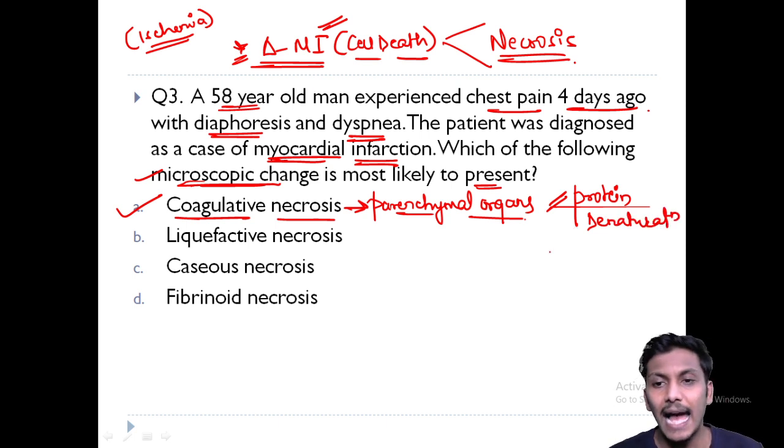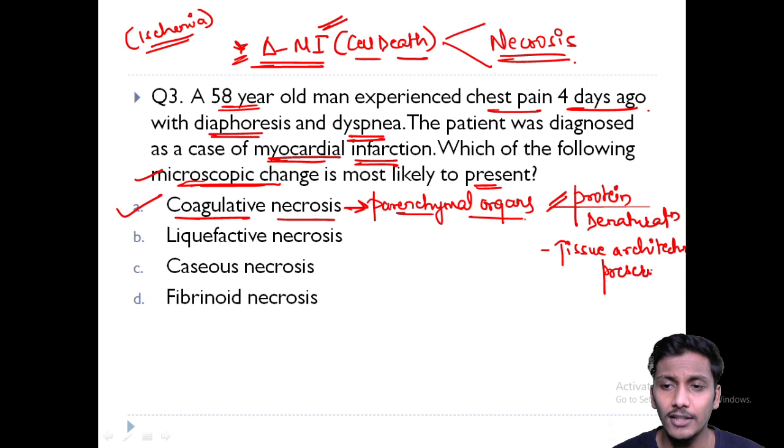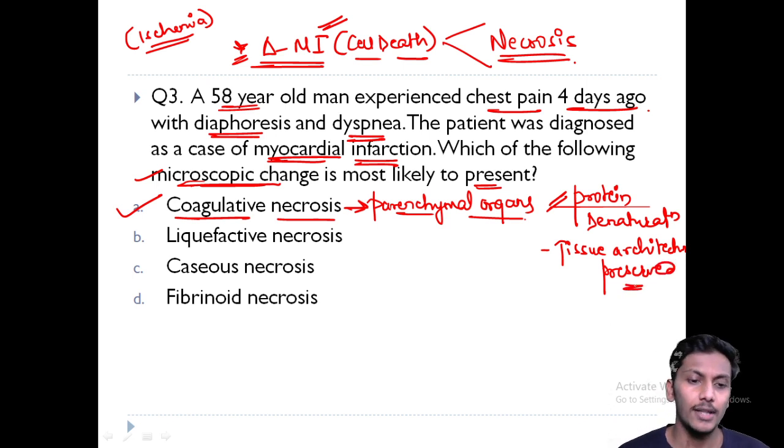Important one, right? And one more important thing over here is that the tissue architecture is preserved. The tissue architecture is usually preserved in cases of coagulative necrosis. Important thing. Then the next one is your liquefactive necrosis.